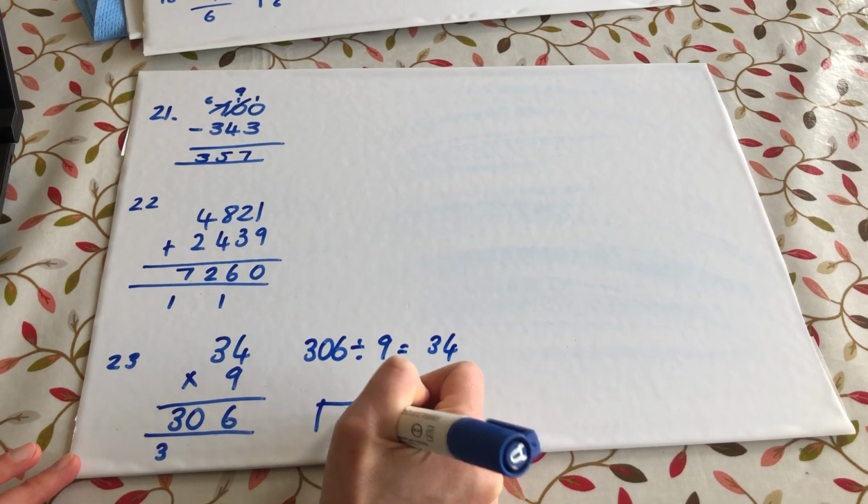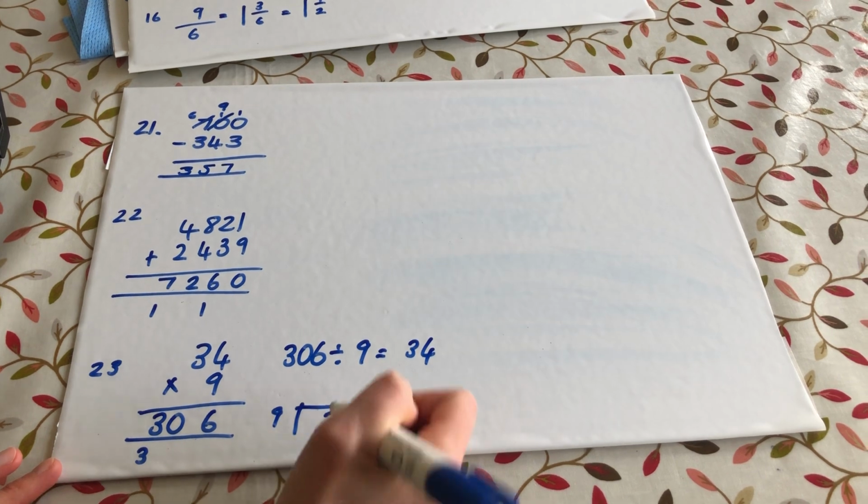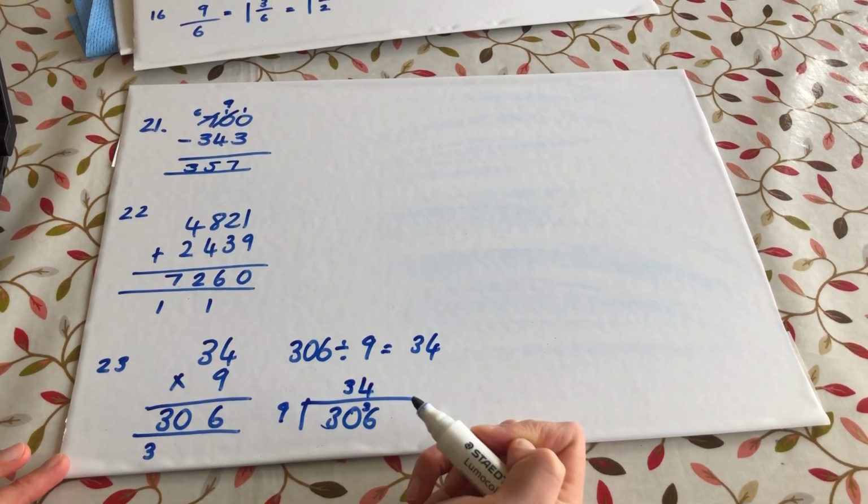We can prove it by doing the division calculation. 9s into 30 goes 3 times, remainder 3. 9s into 36 goes 4.